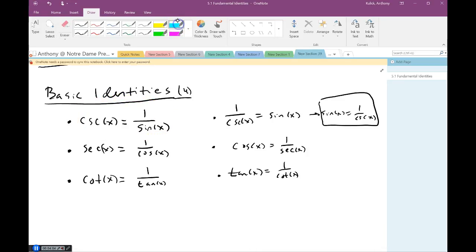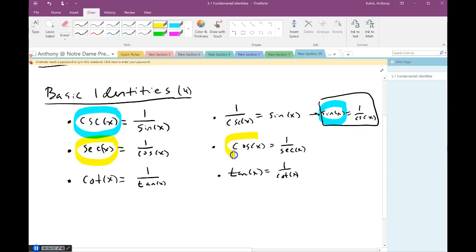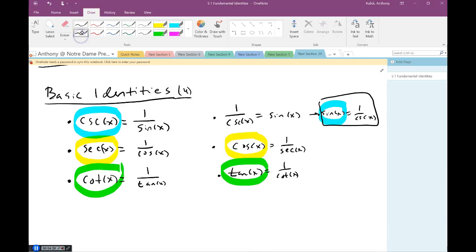Now, a common piece of vocabulary that we use is we call these guys reciprocal functions, like secant or cosecant and sine are reciprocal functions. Secant and cosine are reciprocal functions, and then cotangent and tangent are reciprocal functions. So just as a piece of vocab there. Now I'm ready for the other 2.